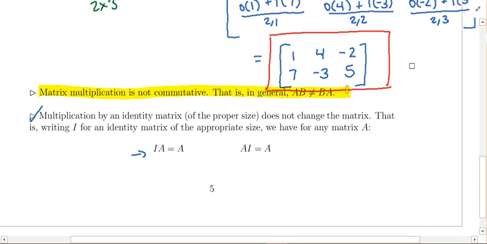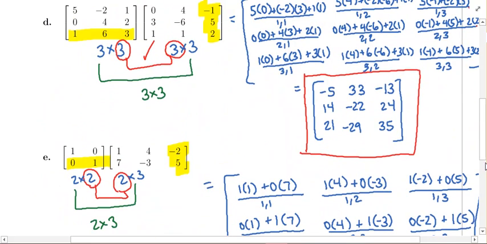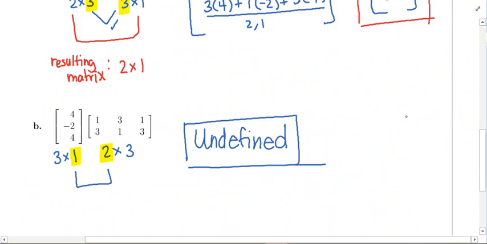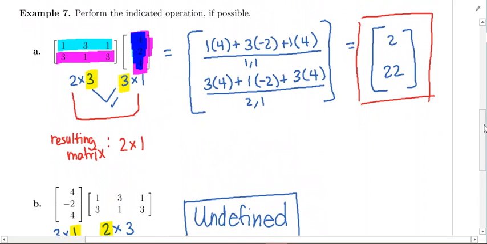Okay, another thing, and we've touched upon this, but let's emphasize this again. Okay, matrix multiplication is not commutative. Okay, so that's a fancy word for saying order matters with matrix multiplication. Okay, and actually, I'm going to go back to a previous page because you probably didn't realize that we were doing this. Okay, let's go back to, let me see where it is. Okay, when we first started doing matrix multiplication, when we first started example 7, okay, look at 7a and 7b. Okay, look at what we got.